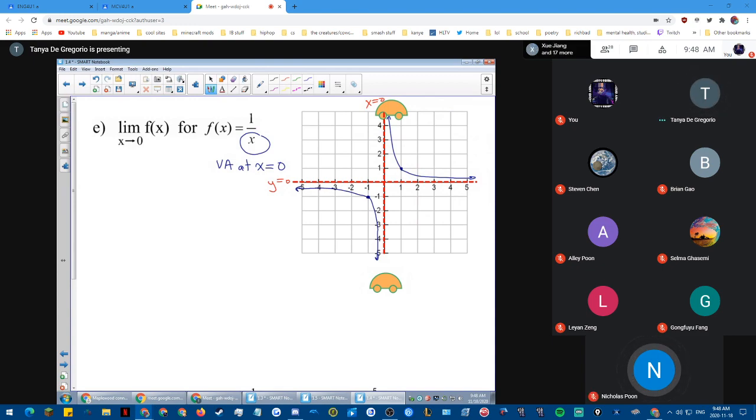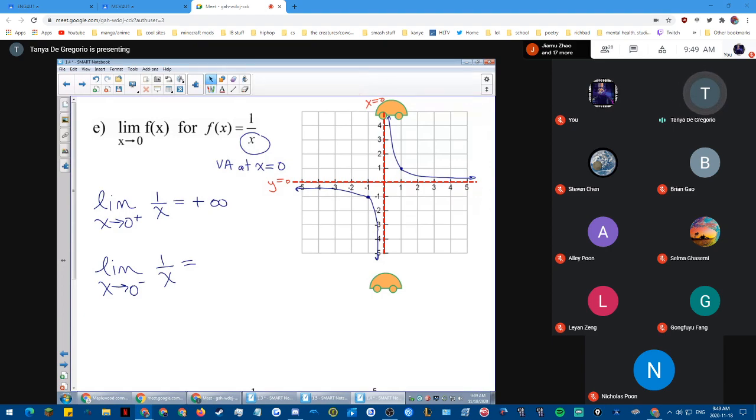Positive infinity. Beautiful. It never ends. This graph goes on forever and ever and ever. So it is approaching positive infinity. Beautiful. So if I take my limit as x approaches 0 from the right of 1 over x, it equals positive infinity. If I take the limit as x approaches 0 from the left, let's see what it equals.